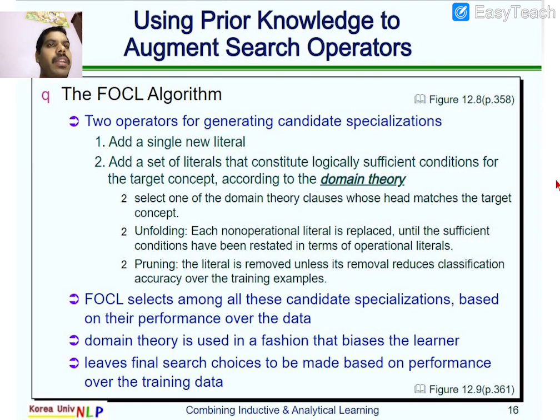And using prior knowledge to augment such operators, here we are going to use the FOCL algorithm. There are two operators for generating candidates: add a single new literal, and add a set of literals that constitute logically sufficient conditions for the target concept. So again, we need to consider the domain theory and select one of the domain theory clauses whose head matches the target concept, and unfold it, where each non-operational literal is replaced until the sufficient conditions have been restated in terms of operational literals.